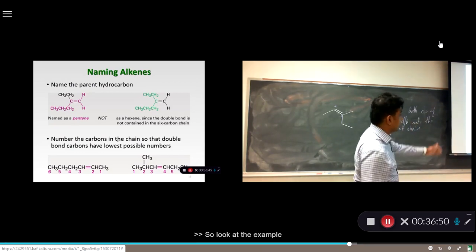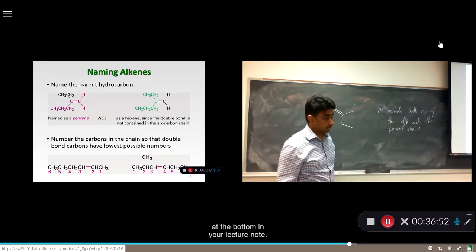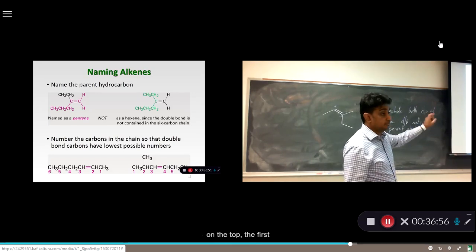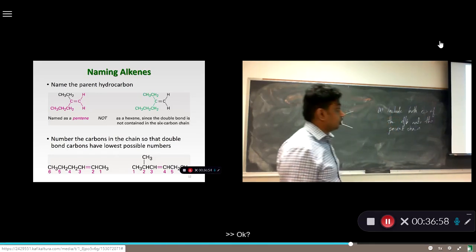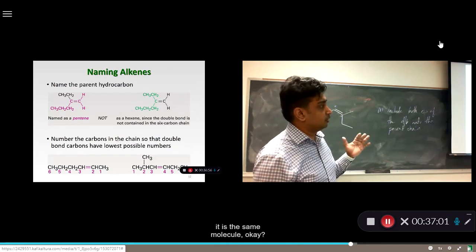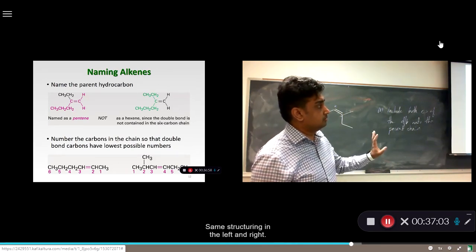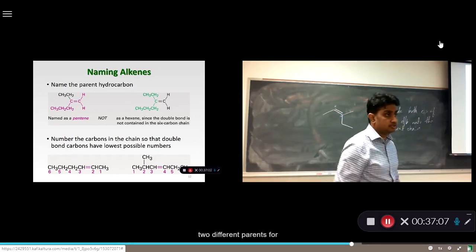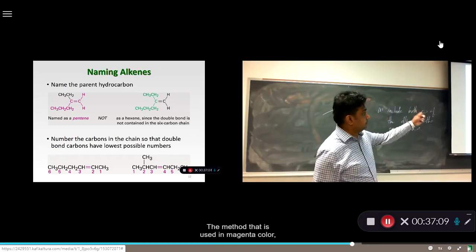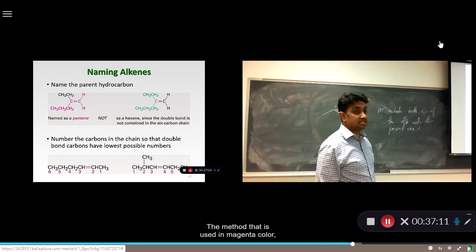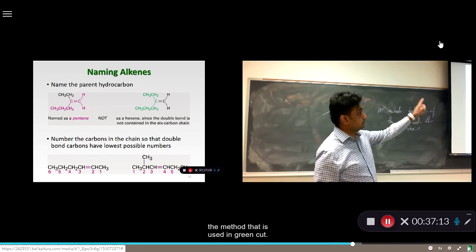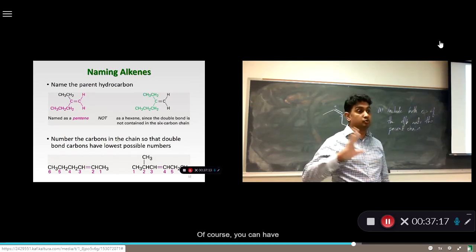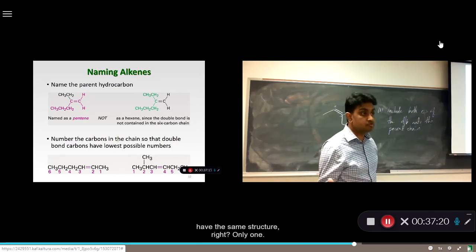So look at the example at the bottom in your lecture note. Basically, the first example that you have on the top. There are two, it is the same molecule, the same structure on the left and right. So you can pick two different parents for this particular structure. The method that is used in magenta color and the method that is used in green color. Okay, but only one is correct, of course. You can't have two different parents and have the same structure, right?